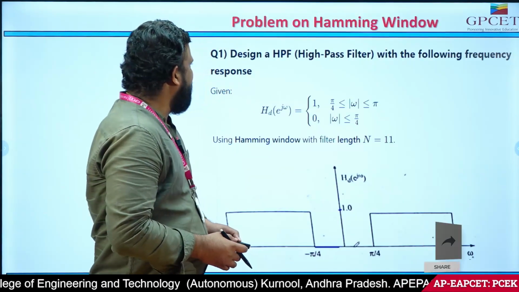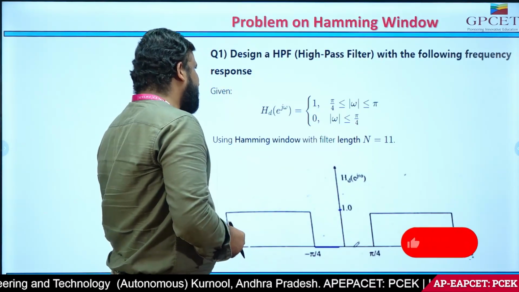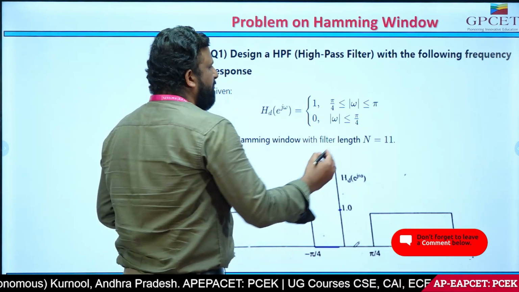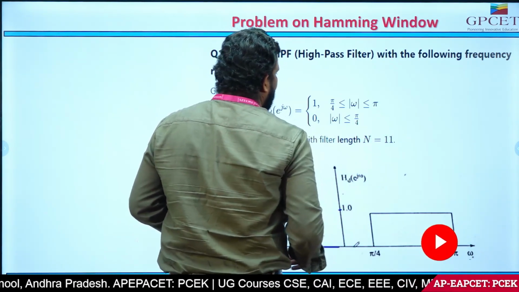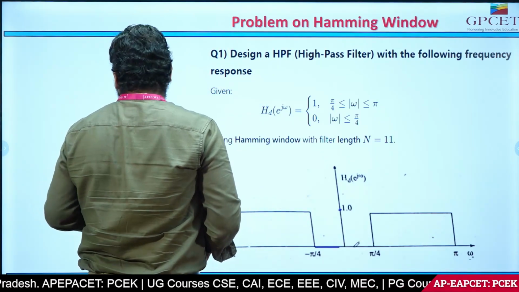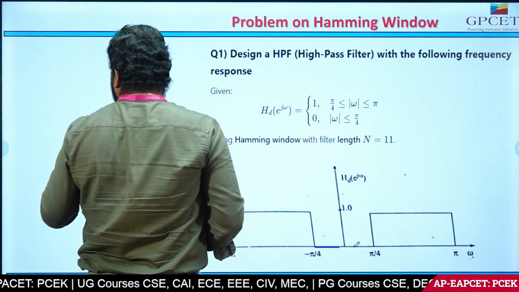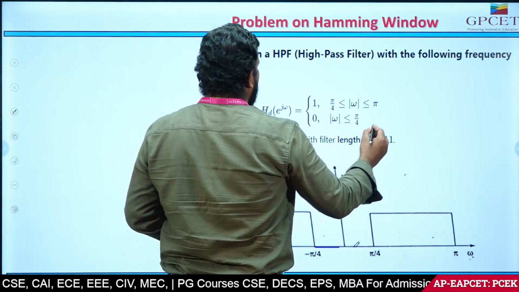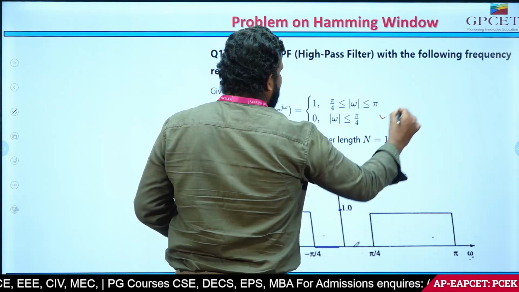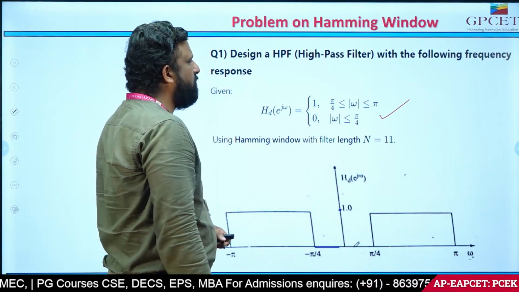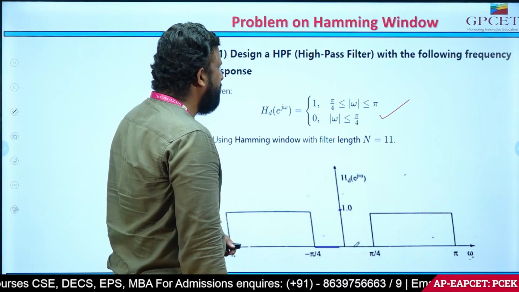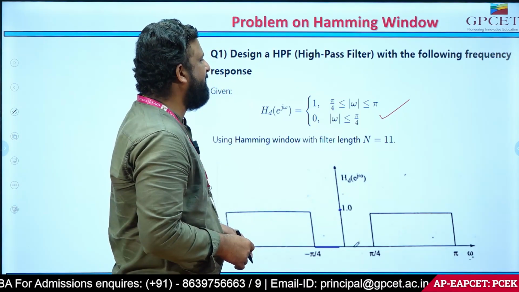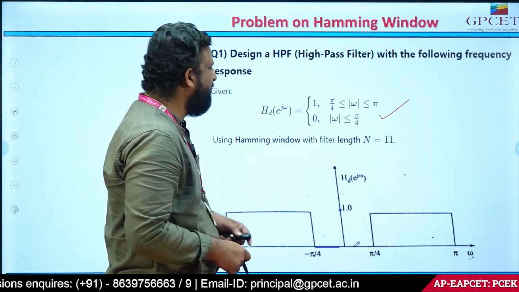Right. So the first problem asks: design a high pass filter with the following frequency response. We will be given a frequency response, and we have to design the high pass filter for the desired frequency response HD of e power j omega, which is equal to 1 for pi by 4 less than or equal to omega less than or equal to pi, and 0 in the remaining ranges.